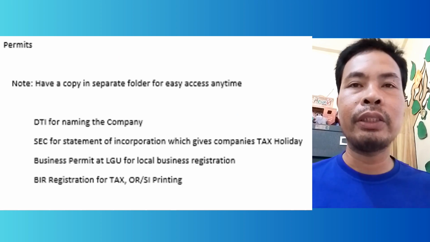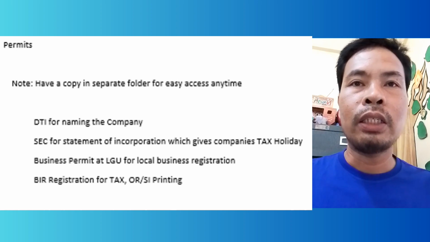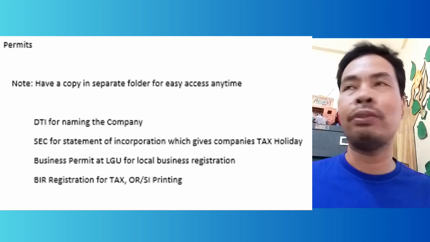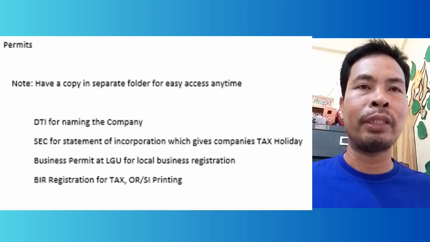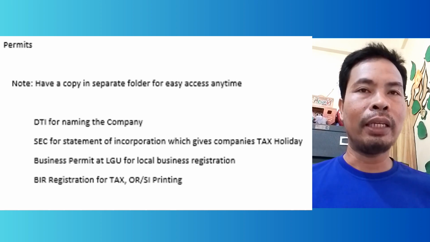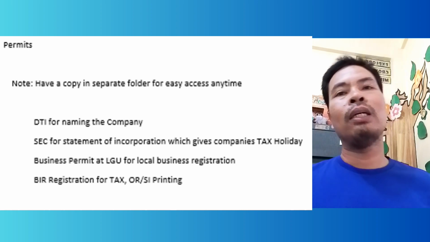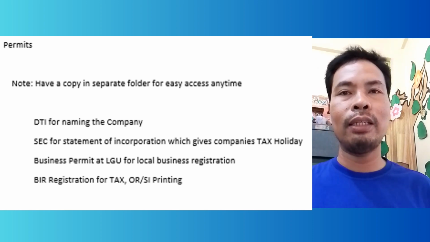For the permits, usually in a business, you need to have a separate copy in a folder, to make it easy for you to access those documents if they are asked for by your client or somebody from the government monitoring agencies. First is what we have, the DTI.